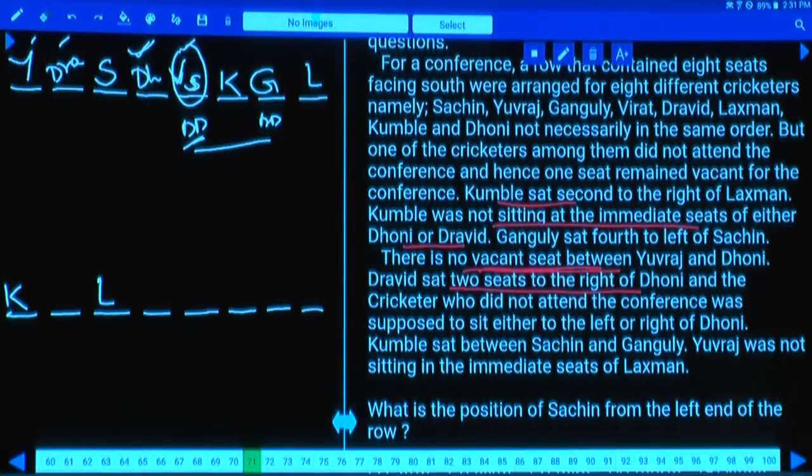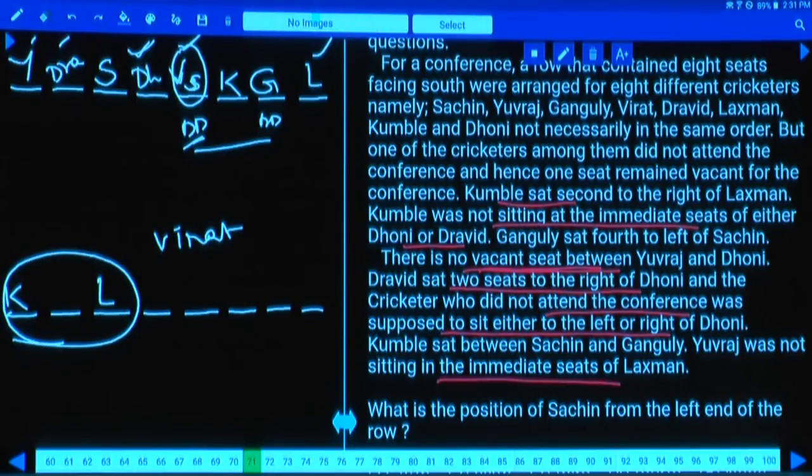And the cricketer who did not attend the conference was supposed to sit either to the left or to the right of Dhoni. Now who is the person left over here? Virat is the person who is absent. And Yuvraj was not seated in the immediate left of Lakshman. Lakshman is here, Yuvraj here. If you take this possibility, then Yuvraj and Lakshman will be adjacent to each other. This case will be invalid. Clear now?